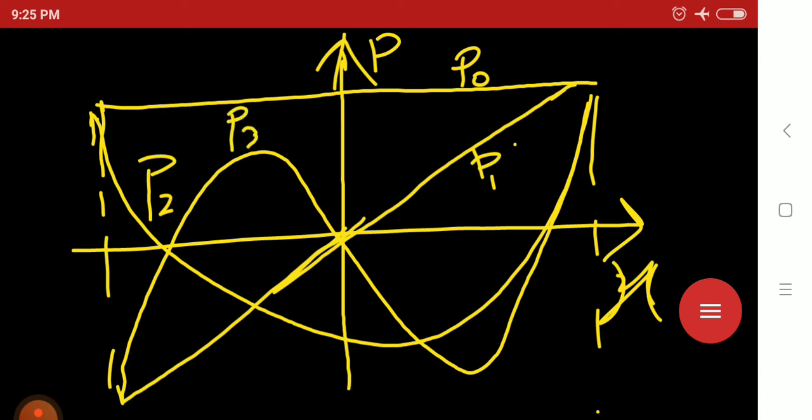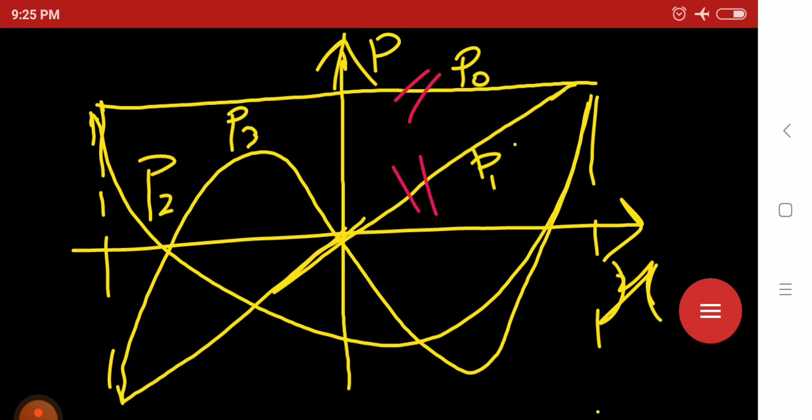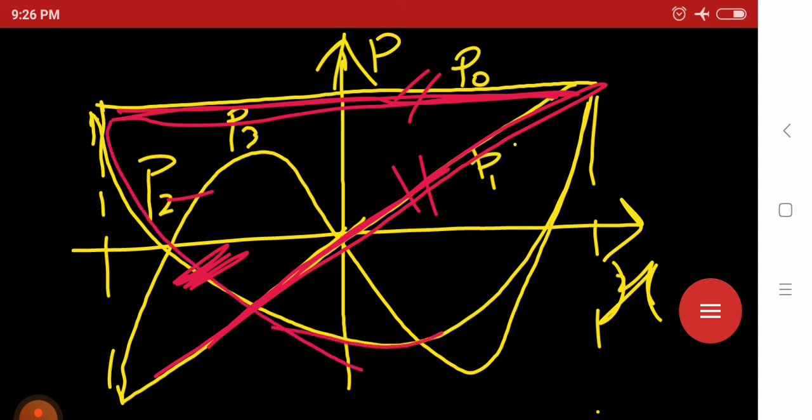So this is a graphical representation of Legendre polynomials. In this way we can draw all the Legendre polynomials. I'm showing you with another pen color. This is P0(x), this is P1(x), this parabola is P2(x). P0(x) equals 1, a constant, and y equals some constant is a line parallel to the x-axis. P1(x) equals x is a straight line passing through the origin. P2(x) equals half into 3x square minus 1 is the equation of a parabola, and that will be given by this line. P3(x) is half into 5x cube minus 3x, which is given by this curve.